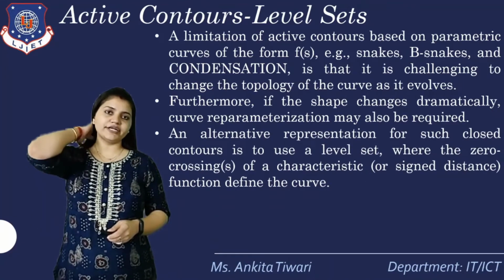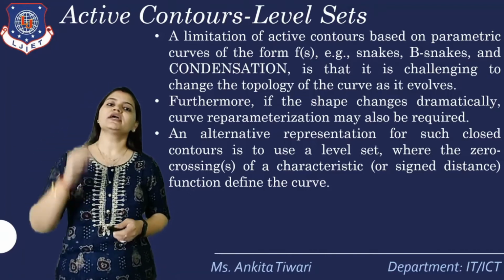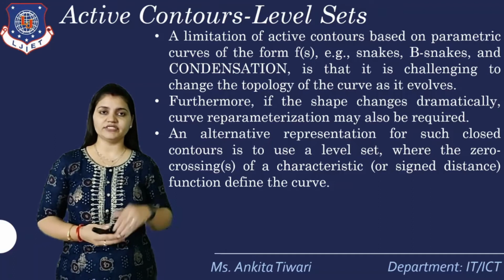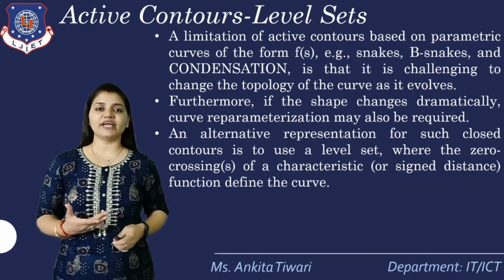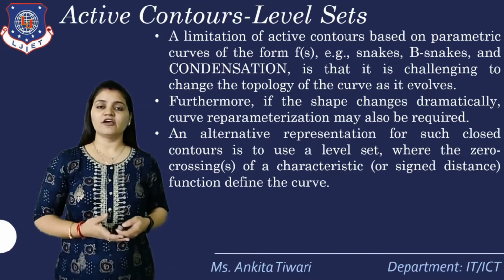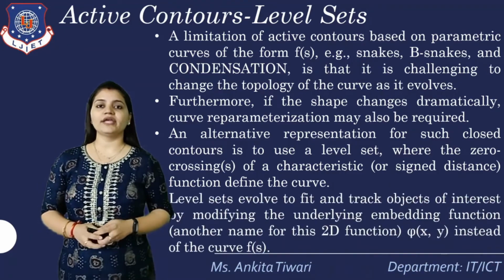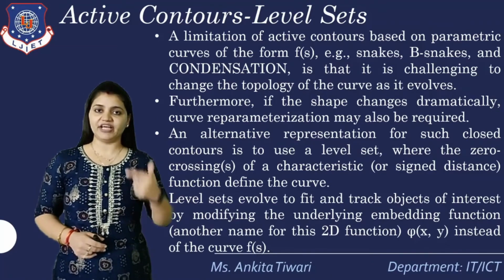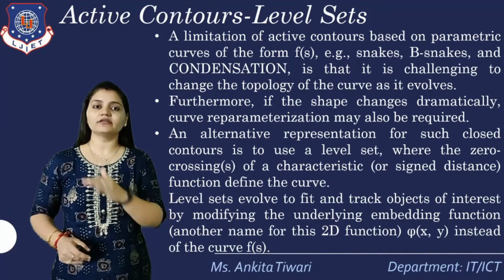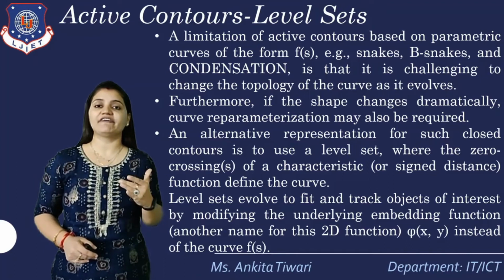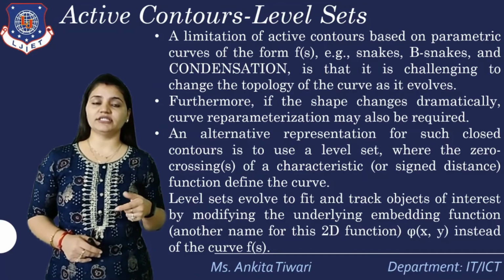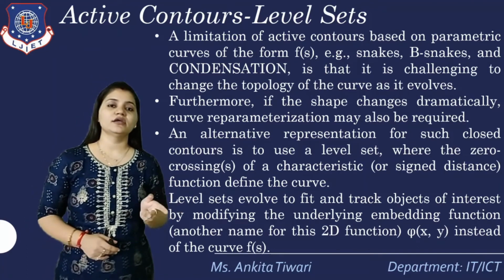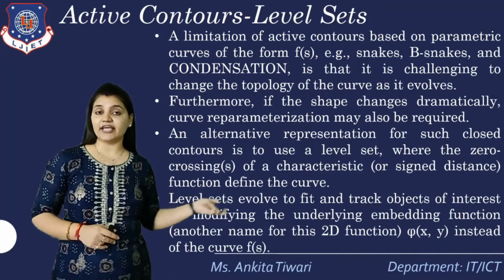So as an alternative representation for such closed contours, we can use a level set, where the zero crossing of a characteristic, that is a signed distance function, defines the curve. A level set involves fitting and tracking the objects of interest by modifying the underlying embedded function, which is another name for the 2D function, psi of x and y, to position row and column, instead of the curve f of s, that snake we are taking.